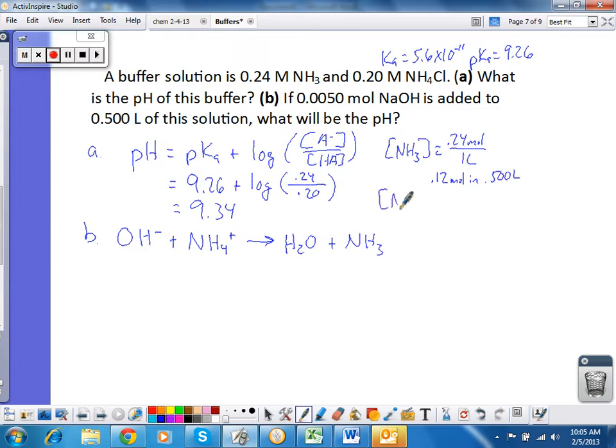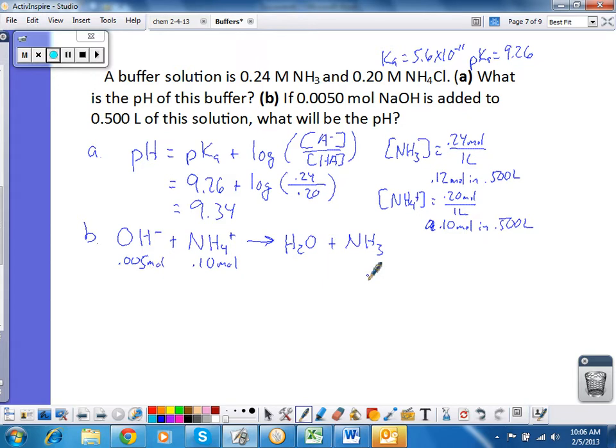Likewise with ammonium, the concentration of ammonium is 0.20 moles in 1 liter, which means I have 0.10 moles in 0.5 liters. So since this is a left to right reaction, and I know I have 0.005 moles of OH minus, and I have 0.10 moles of NH4 plus, left to right reaction, the first thing I need to figure out is how much ammonia am I going to produce.